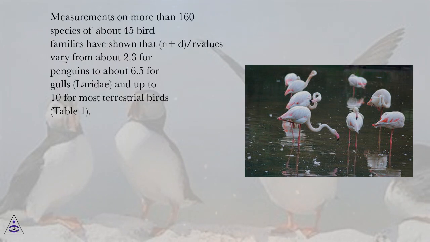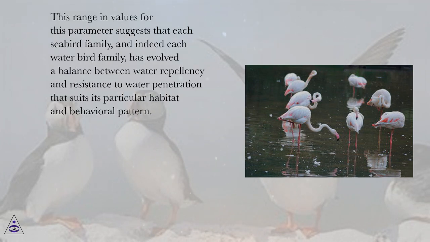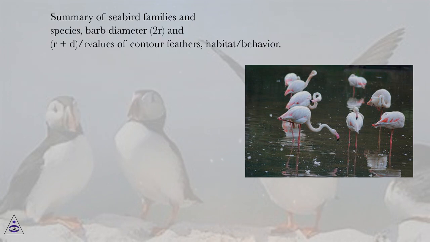Measurements on more than 160 species of about 45 bird families have shown that (R + D)/R values vary from about 2.3 for penguins to about 6.5 for gulls, Laridae, and up to 10 for most terrestrial birds, Table 1. This range in values for this parameter suggests that each seabird family, and indeed each water bird family, has evolved a balance between water repellency and resistance to water penetration that suits its particular habitat and behavioral pattern. Summary of seabird families and species: barb diameter, 2R, and (R + D)/R values of contour feathers, habitat/behavior.